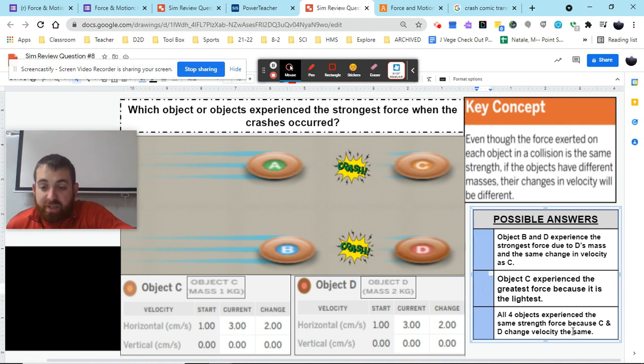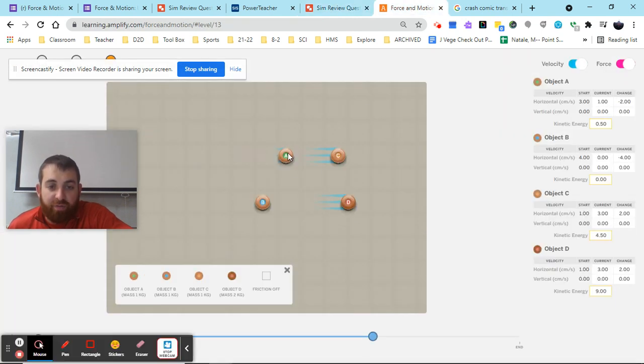Next, all four objects experience the same strength force because C and D change velocity the same. Yes, they change velocity the same, but D is the heavier object, and if we're going to have it move as fast as the lighter object, it would need more force. So if D needs more force in that collision to move the same speed as C, then the answer is the first one. B and D both experience the strongest force due to D's mass and the fact that it changed velocity the same as C.